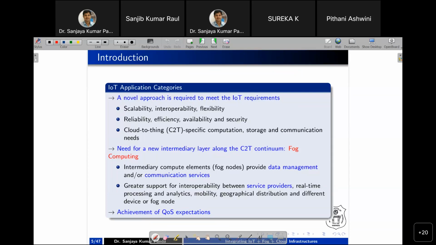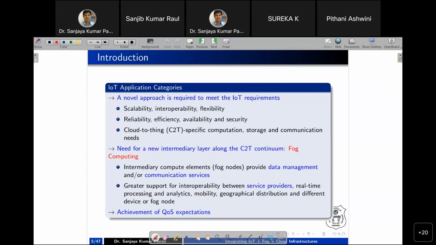Not only that, if you connect the cloud to the IoT, you can get better computation, better storage, and better communication. But the only thing is that latency is going to be hampered. The communication may create a lot of problems, so the result cannot be provided to the IoT devices in time. In order to avoid that, we have a fog layer in between the cloud and things, or IoT.